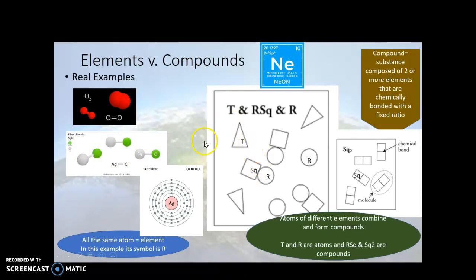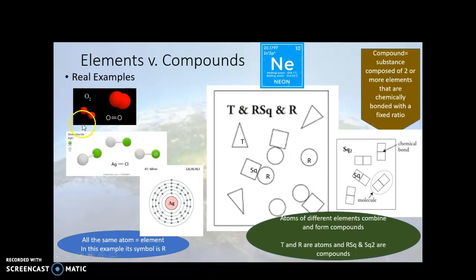So that's an example in real life of what we did here on the paper. So we can have diagrams that we can draw ourselves, or we can go out and get molecules showing the bonding patterns between them. So that's showing that chemical bond right there, connecting them. That's what that looks like.